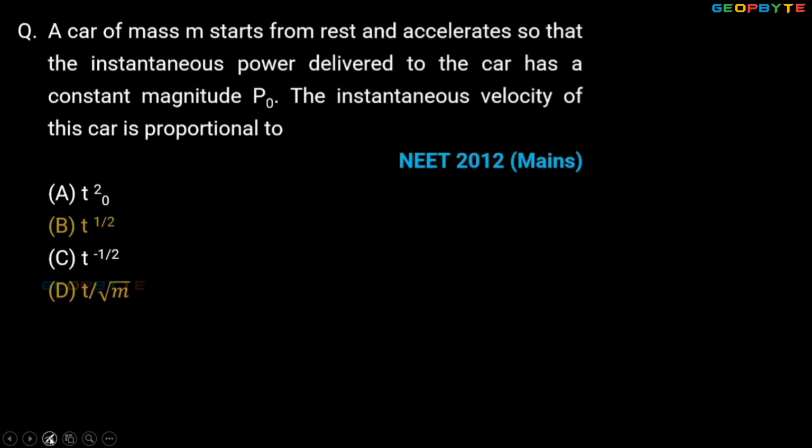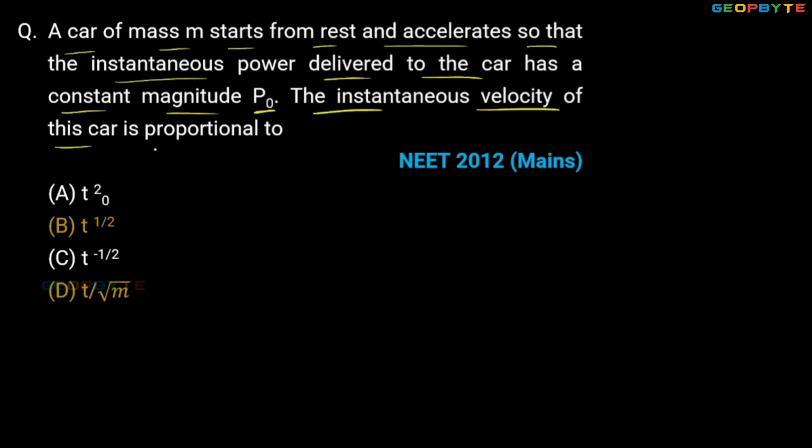Similarly, let us take another important problem. Look at the problem asking like this. A car of mass m starts from rest and accelerates so that the instantaneous power delivered to the car has constant magnitude P naught. That means instantaneous power delivered to the car is remaining the same. That is given as P naught. The instantaneous velocity of the car is proportional to, you know, instantaneous power.